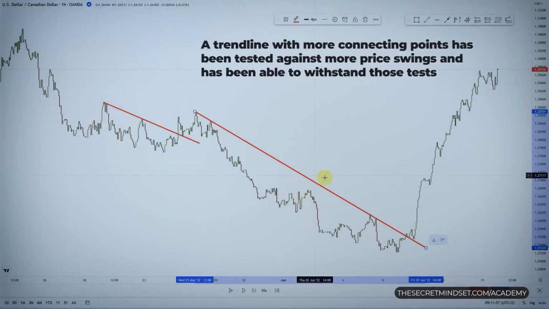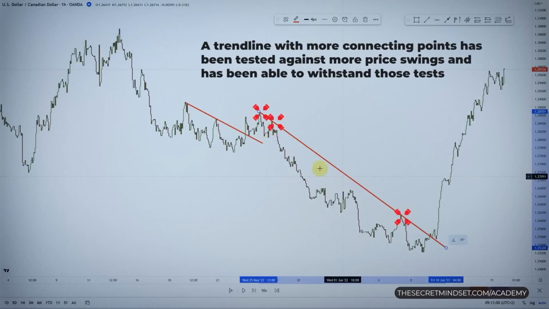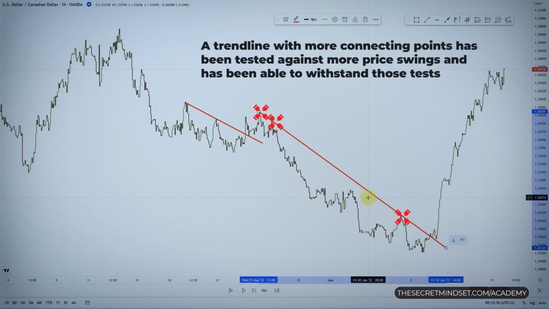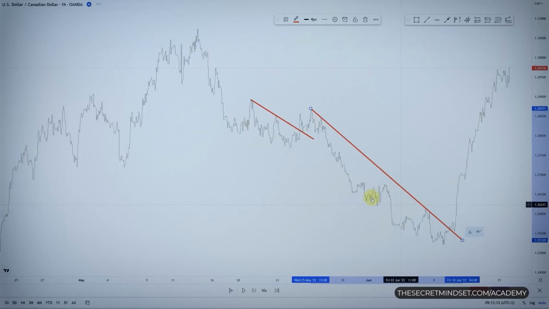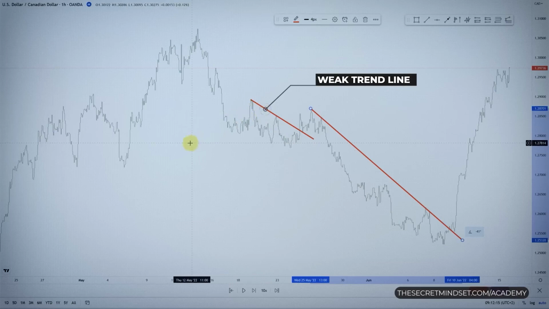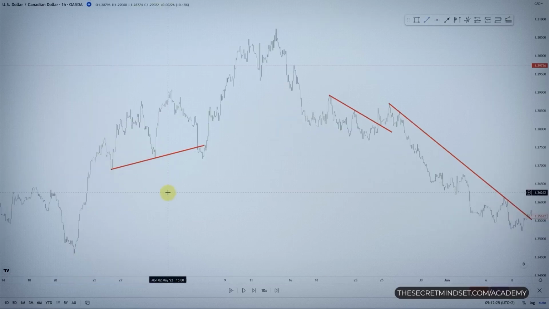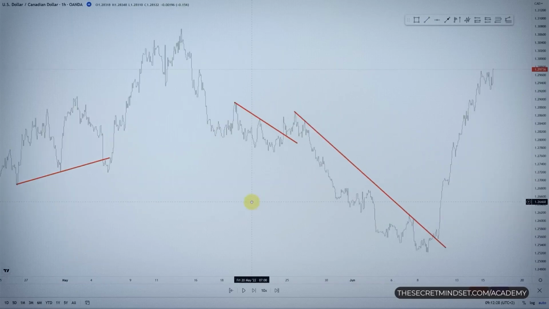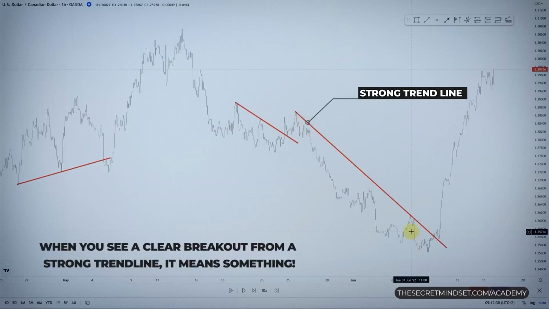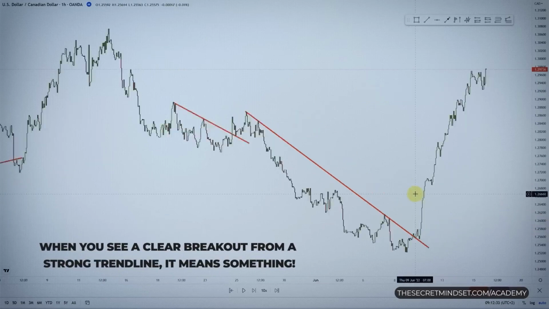A trend line with more connecting points is more reliable because it has been tested against more price swings and has been able to withstand those tests, indicating that the trend has momentum and is likely to continue. If you have a trend line connecting 2 points, it can be considered a weak trend line, and let's face it, it can be easily broken. But if you have a trend line connecting 3 or 4 points, then you have a strong trend line. When you see a clear breakout from a strong trend line, it means something.